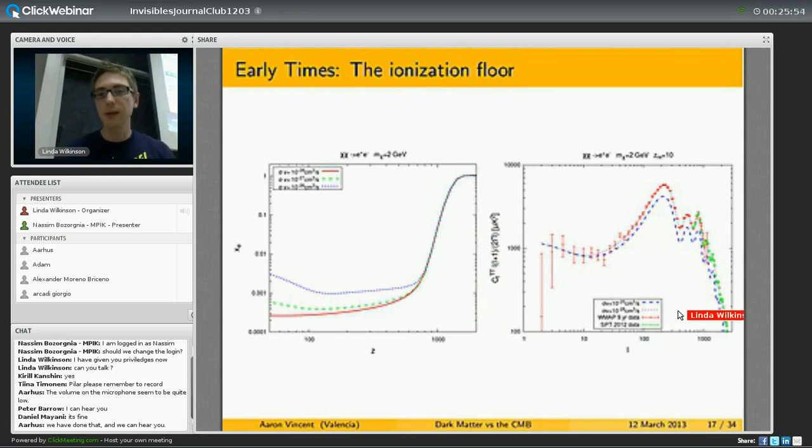And you can see on the right the effect on the CMB spectrum. At low multipoles, there's not much of a difference. But the blue dashed curve is what happens when you add highly interacting dark matter. You see this suppression at high multipoles, corresponding to small scales in the sky.